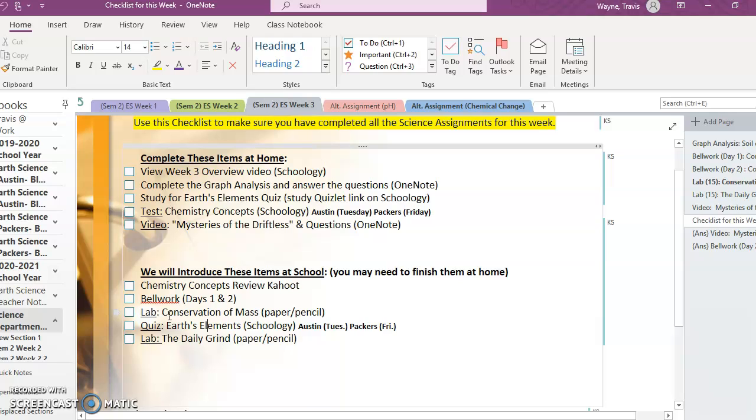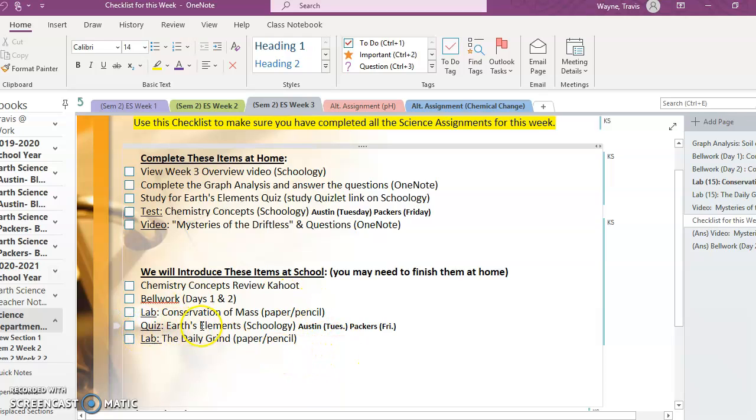Other than that, there are 2 labs that we are doing this week. The first one is the conservation of mass, which we'll be doing on Monday or Thursday, depending on your grouping. And then the other one is the daily grind, which we're going to be doing on Tuesday or Friday, depending on your grouping. If you're with me, Mr. Wayne, we are doing a third lab as well, and that's going to be the chemical physical change lab from last week that we weren't able to get to. So for my class, we are doing that third lab.